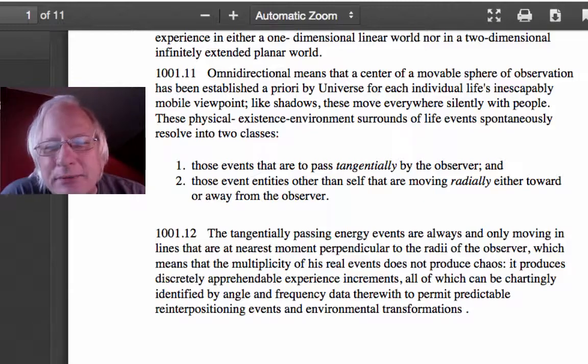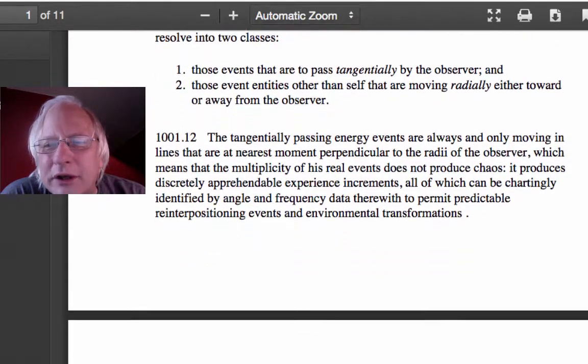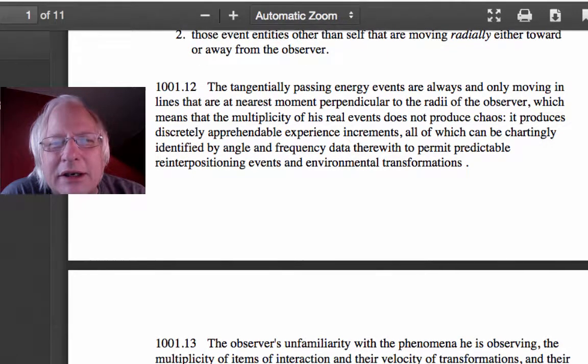The tangentially passing energy events are always and only moving in lines that are at nearest moment perpendicular to the radii of the observer, which means that the multiplicity of his real events does not produce chaos. It produces discretely apprehendable experience increments, all of which can be chartingly identified by angle and frequency data, therewith to permit predictable reinterpositioning events and environmental transformations.